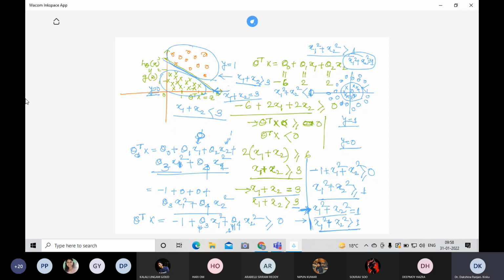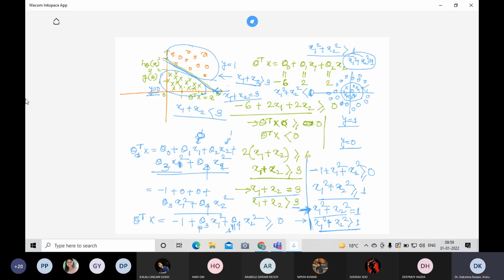So what can we infer from this representation? We can infer that the points found outside the circle have the class label y equals 1, or positive class, and the points found inside the circle will have the class label y equals 0, or negative class.